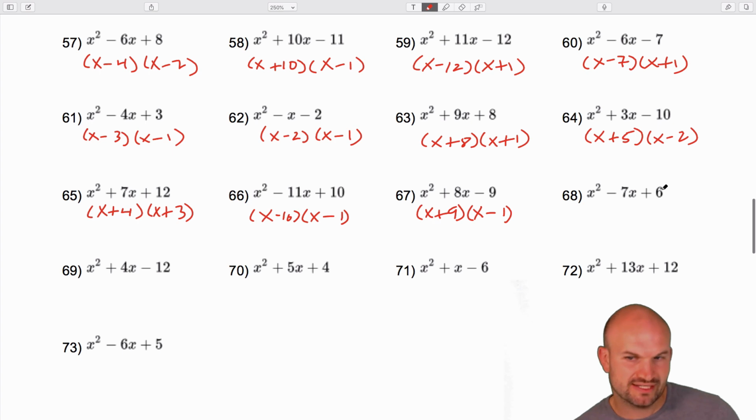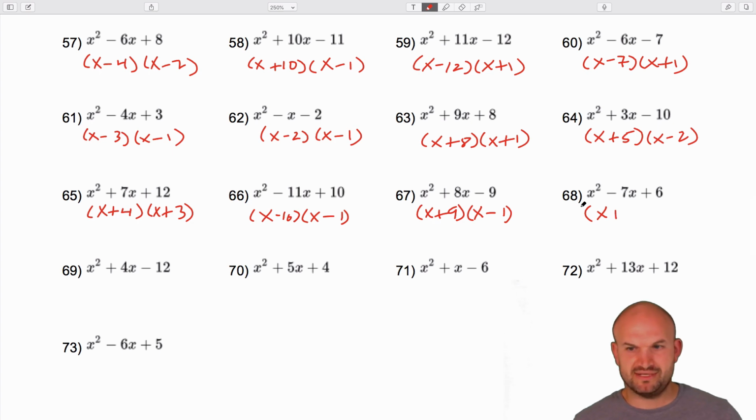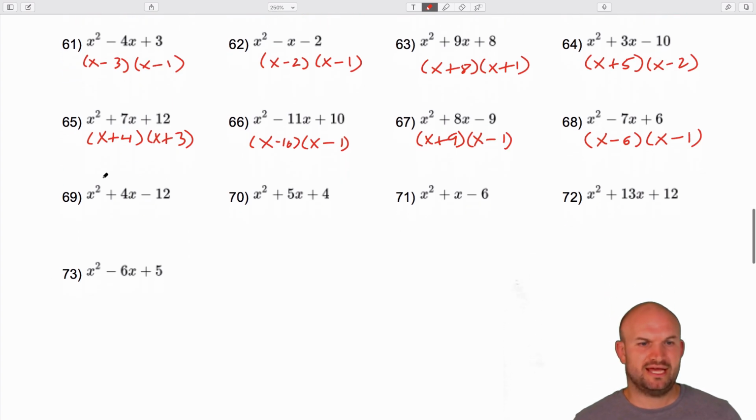What two numbers multiply to 6, add to give me a negative 7. So that's going to be an x. That's not plus, it has to be a negative, right? Because you're doing a sum and negative. So x minus 6, x minus 1. Here, this is going to be a difference, and the larger factor has to be positive. So therefore, I'm thinking 6 and 2.